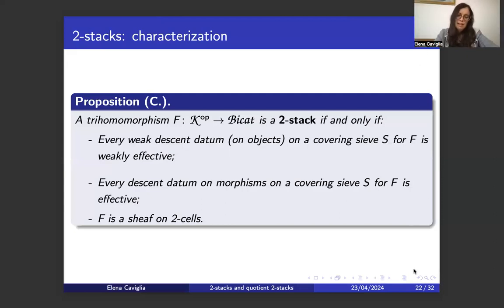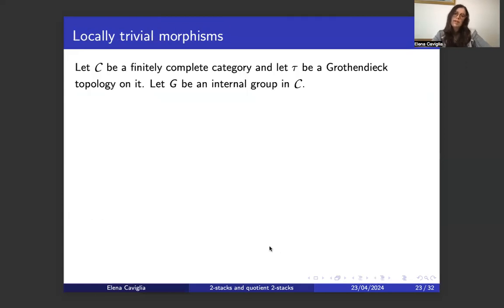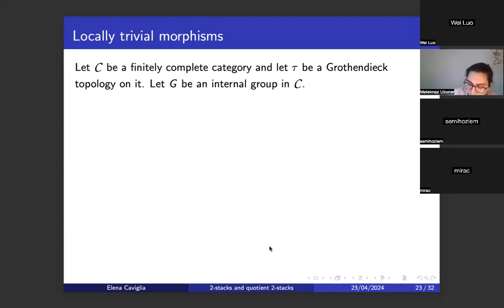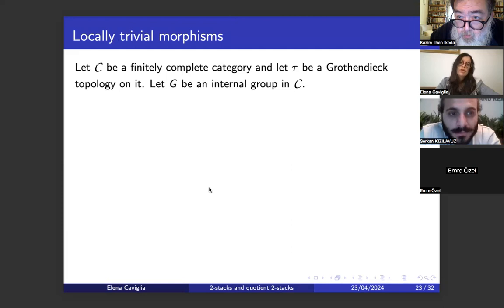Okay, so now I will try to explain why I needed this notion of two-stack, starting from the beginning. So I wanted to generalize to the context of sites the notions of principal bundles and quotient stacks that are notions that are used a lot in geometrical context, in particular for topological spaces or differentiable manifolds.